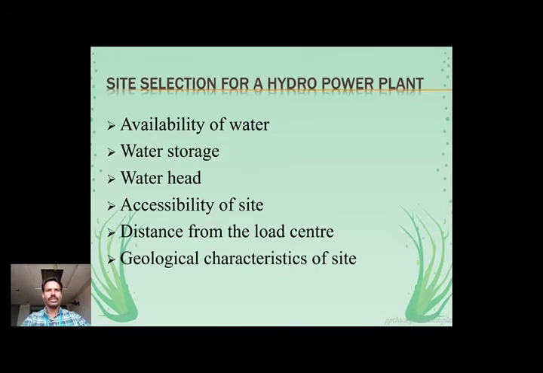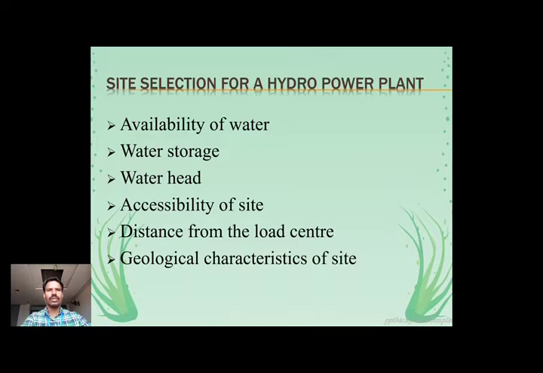Distance from the load center: in electricity transmission, it is possible to have more losses. In India, we have current losses of almost 10%. Suppose we transmit 100 megawatt from Chennai to Madurai, it is possible to lose 10 megawatt. So we need to avoid such losses, and we place the plant nearest to the load center.